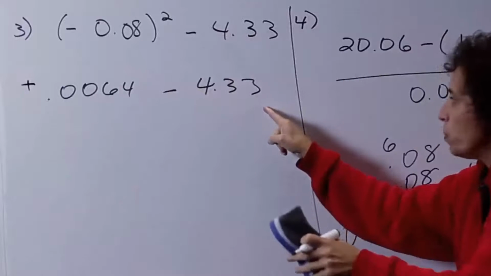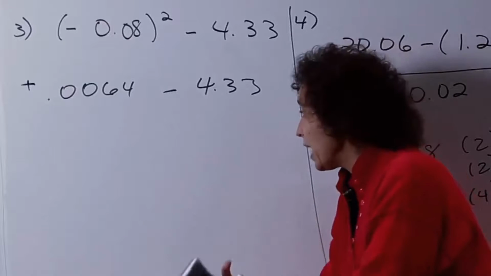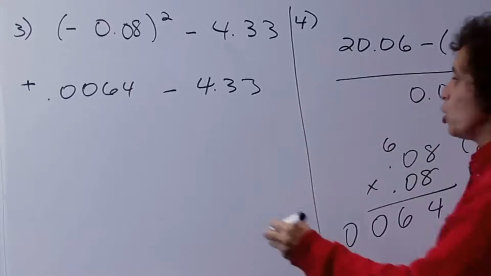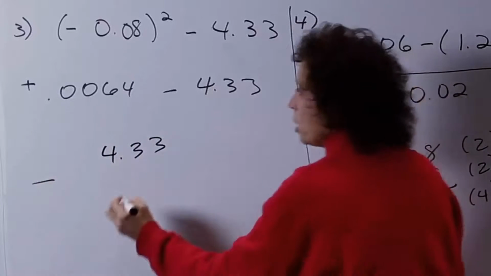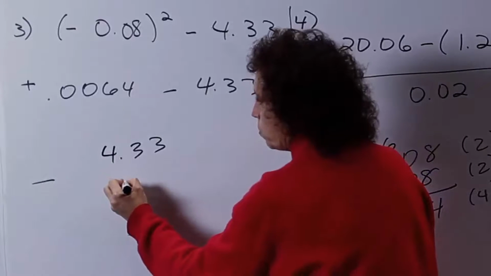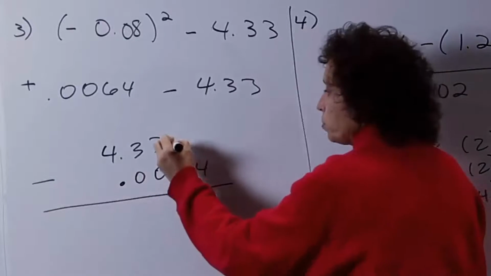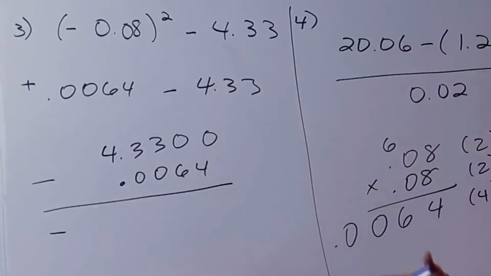I owe you this much, 4.33, which is bigger. So I know I'm going to owe you in the end, and I'm going to have to subtract. Because I'm subtracting, the bigger number goes first. So I have 4.33 minus 0.0064. I'm going to need some placeholders. Remember that my answer is going to turn out to be negative because I owe you more than I have.